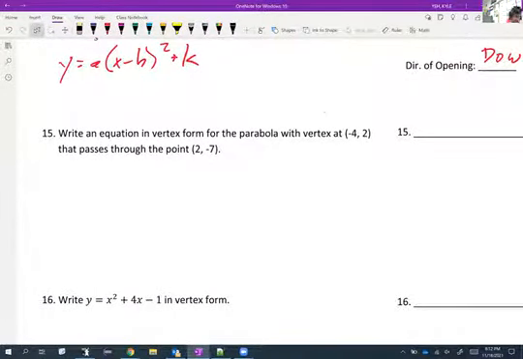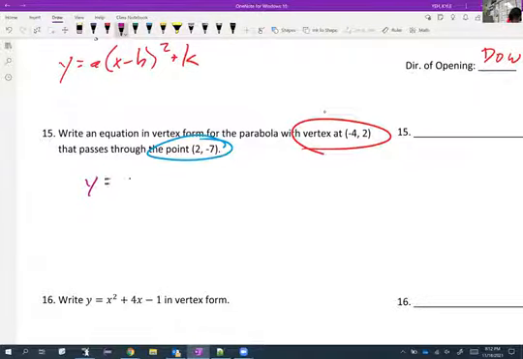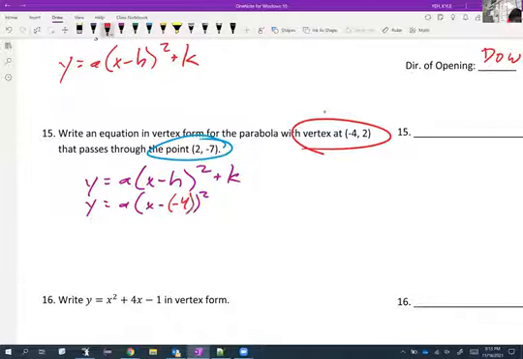We're given the vertex and we're given another point. So vertex form, y equals a times x minus h squared plus k. Step 1, let's plug our h and our k in. So our vertex was negative 4 for the x, positive 2 for the y. So that gives me y equals a times x plus 4 squared plus 2.